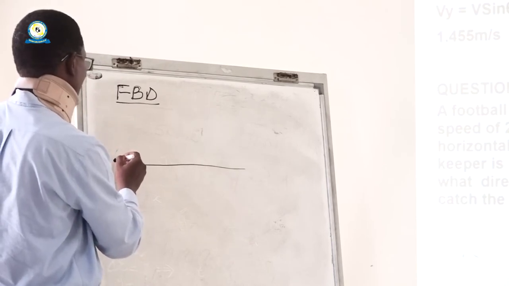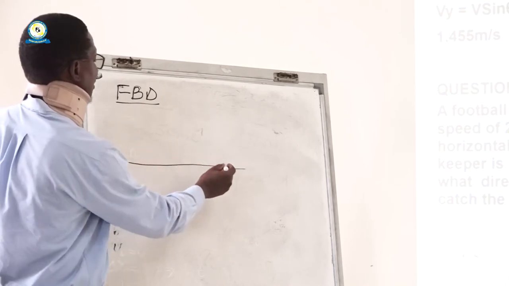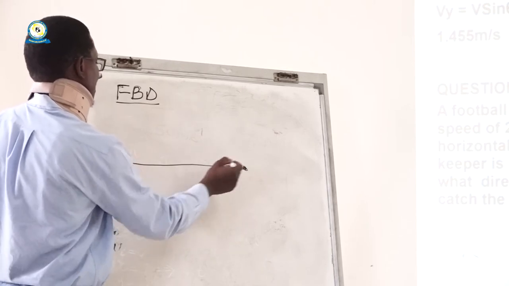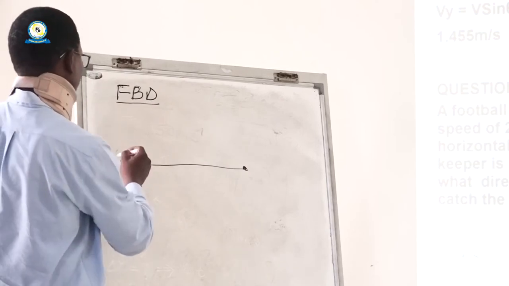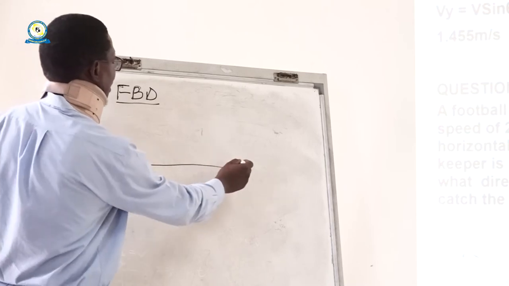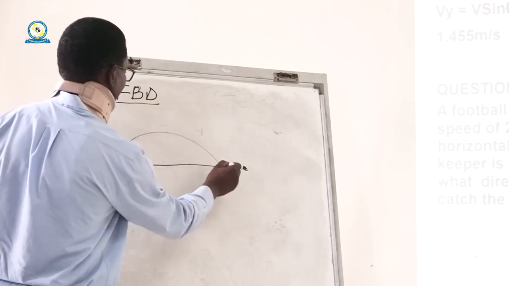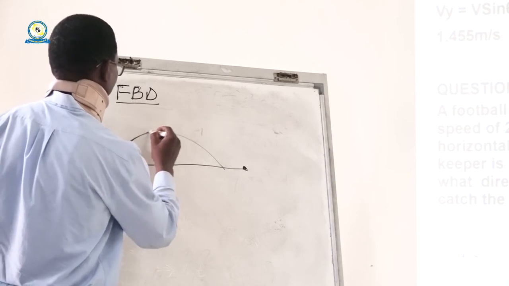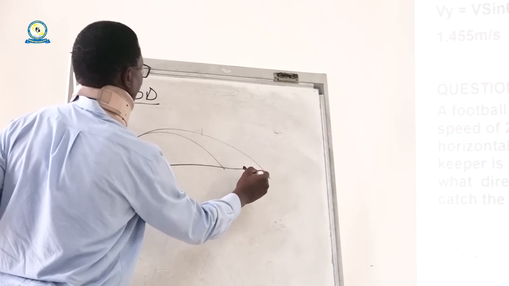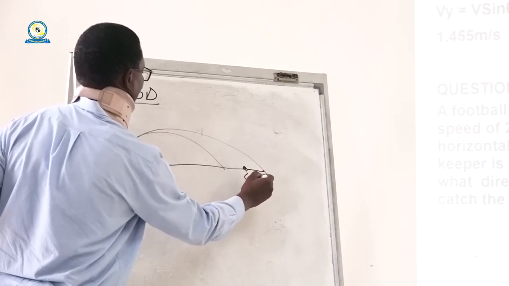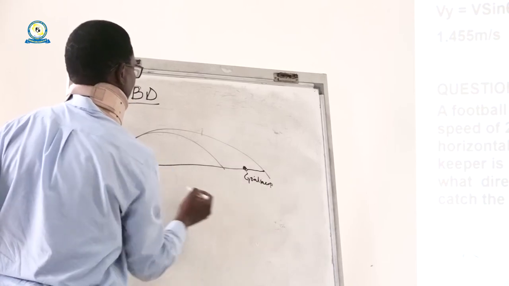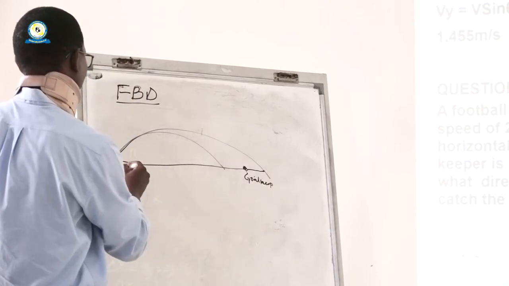This is a player, or a ball is here, and the goalkeeper is there. The ball is kicked. We don't know. Maybe it will go there, or maybe it will go there, over the goalkeeper. Here, forward.